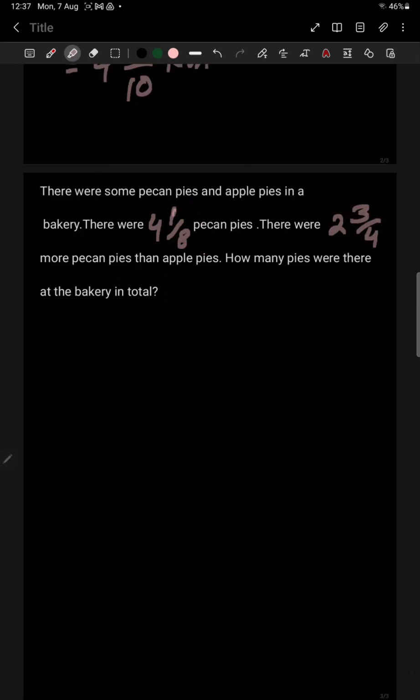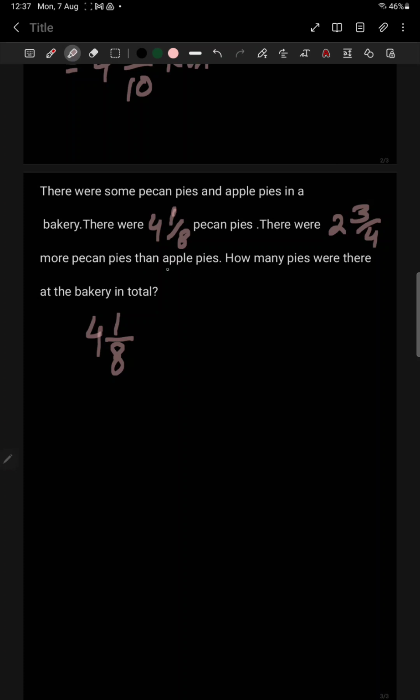This word problem is a little bit tricky. There were some pecan pies and apple pies in a bakery. There were 4 whole 1/8 pecan pies. So these are the pecan pies, 4 whole 1/8. And there were 2 whole 3/4 more pecan pies than the apple pies. So this statement gives us that there were 4 whole 1/8 pecan pies, and there were 2 whole 3/4 more pecan pies than the apple pies.